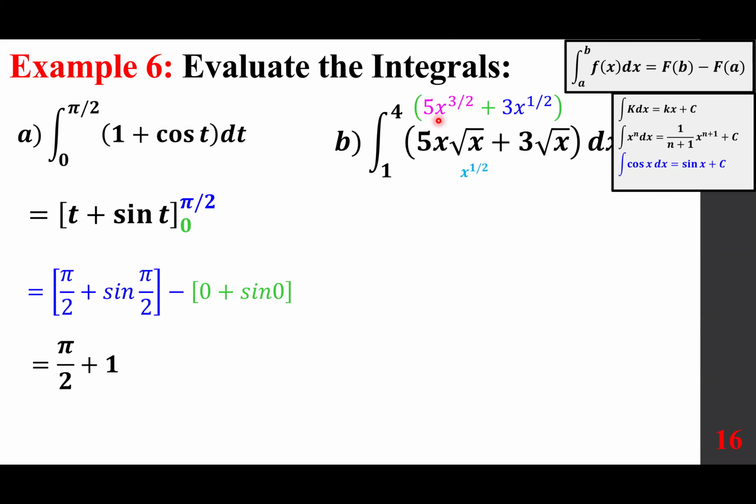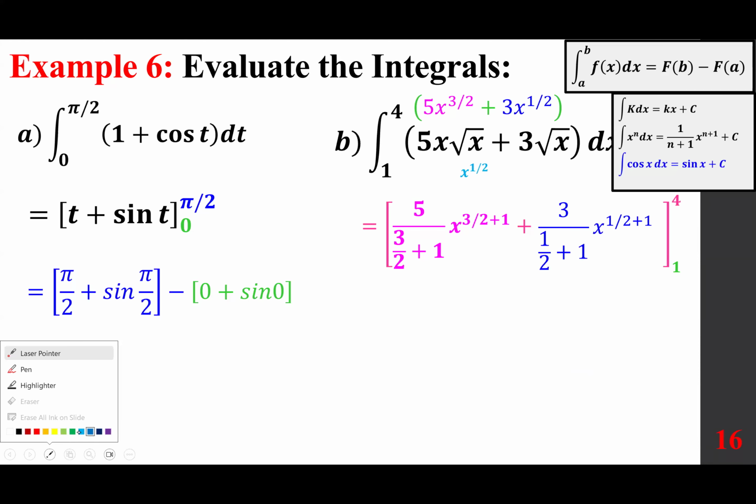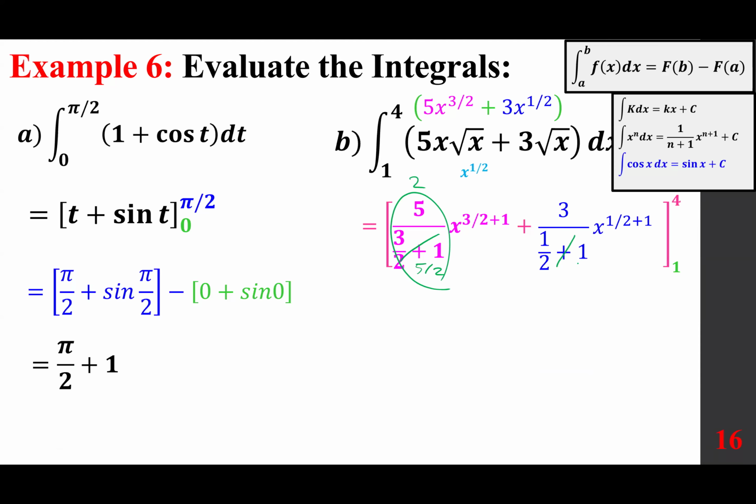Okay. So what is this? 5 divided by 3 halves plus 1, x to the power of 3 halves plus 1. What is this one? 3 over 1 half plus 1, x to the power of 1 half plus 1, and evaluate it from 1 to 4. Okay, let's choose a color. So this is 5 halves. This is 3 halves. This is also 2.